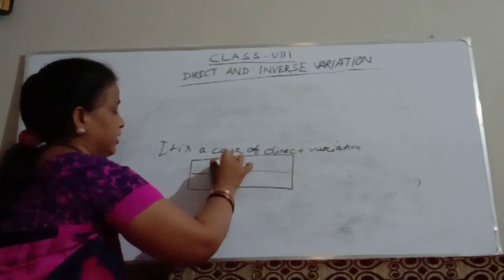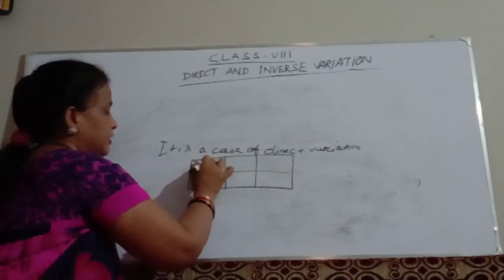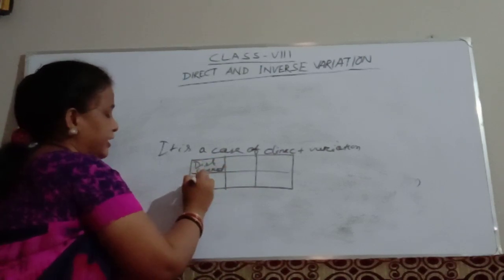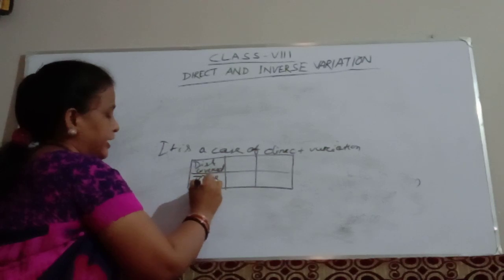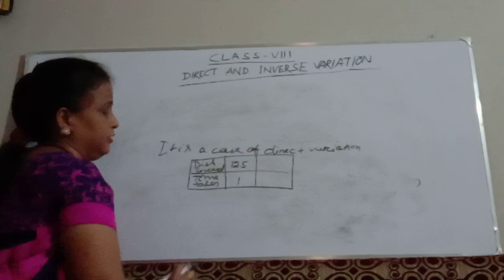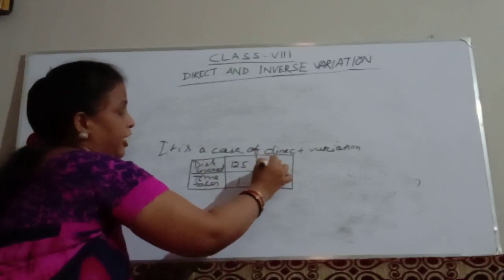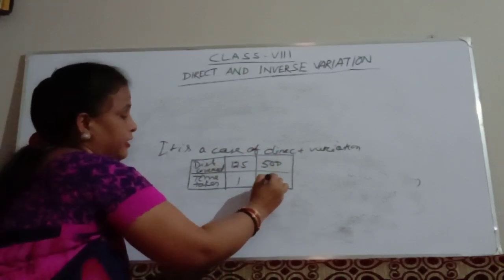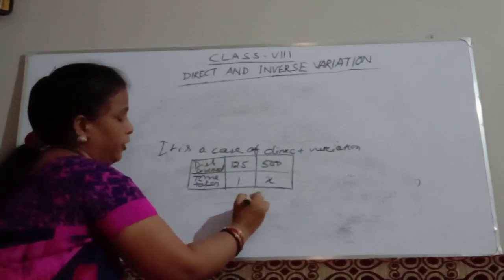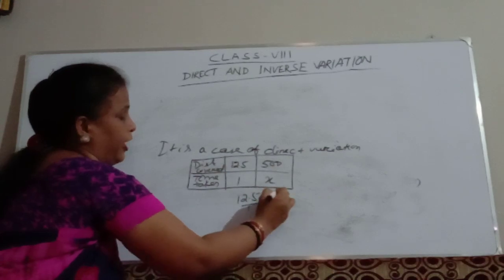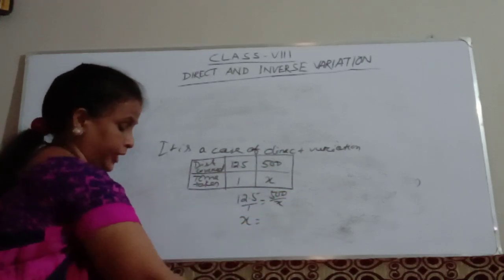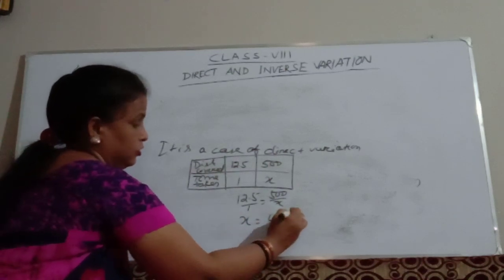First of all, here you can write down distance covered in meter, and here time taken in second. So in 1 second it covered 12.5 meter. Here it is given 500 meter, and you have to find out the number of seconds. So 12.5 by 1 is equal to 500 by x. So x is equal to 40 seconds. So this is the answer.